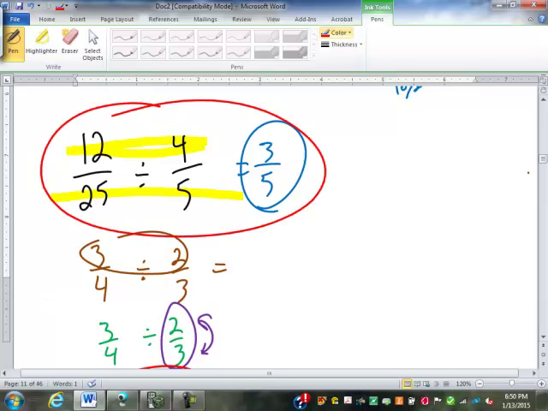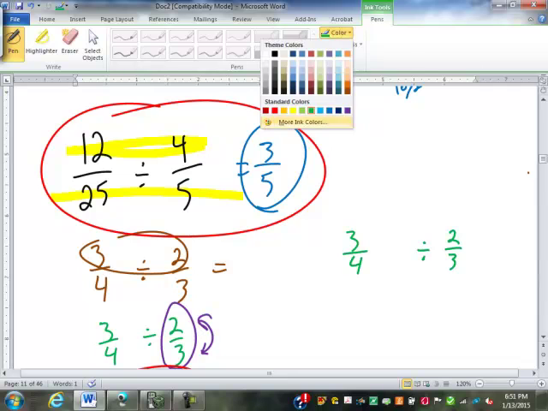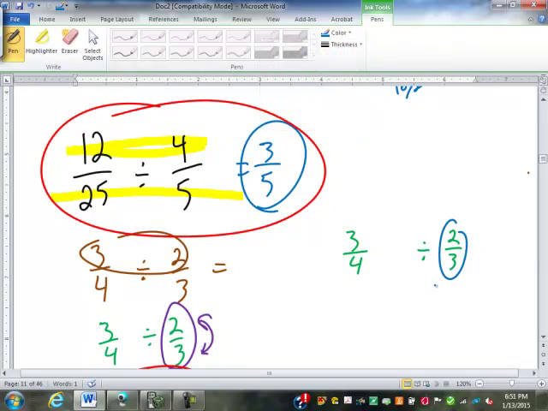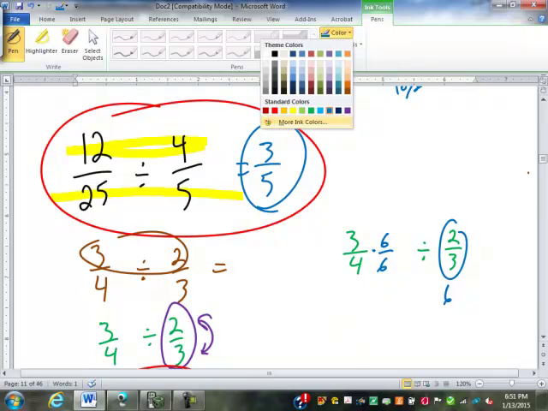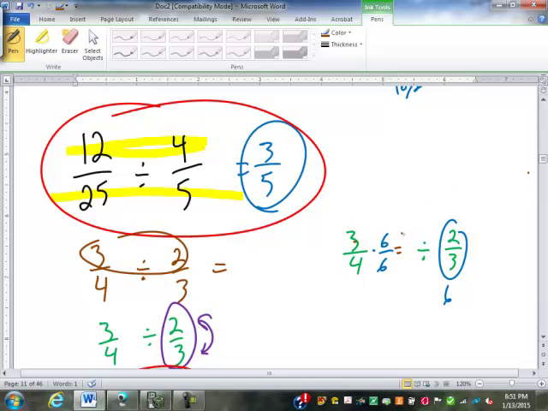Let me show you how. Once upon a time, in a land far, far away, the way we would have divided fractions would have looked like this. 3/4 divided by 2/3. We would have looked at this and said, hey, 2 times 3 is 6. So we're going to rename this by multiplying by 6. 3 times 6 is 18. 4 times 6 is 24. 18 divided by 2 is 9. 24 divided by 3 is 8. It's 9/8, or 1 1/8. That's the answer.